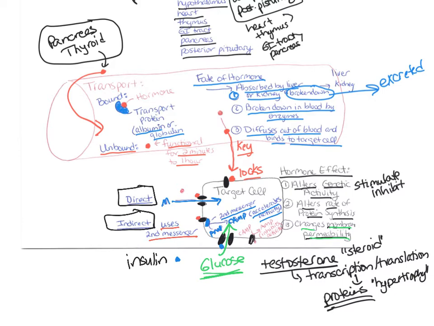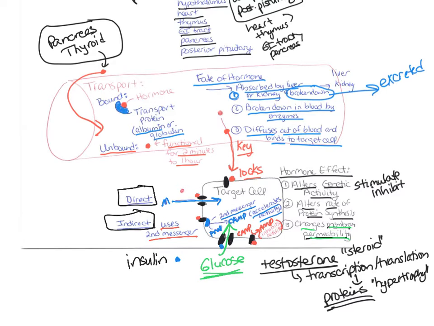Or if we had the opposite effect, here's a receptor, and here's the hormone binding to it. In this case, it does the exact opposite. It turns cyclic AMP into AMP, and that inhibits the activity of that cell.